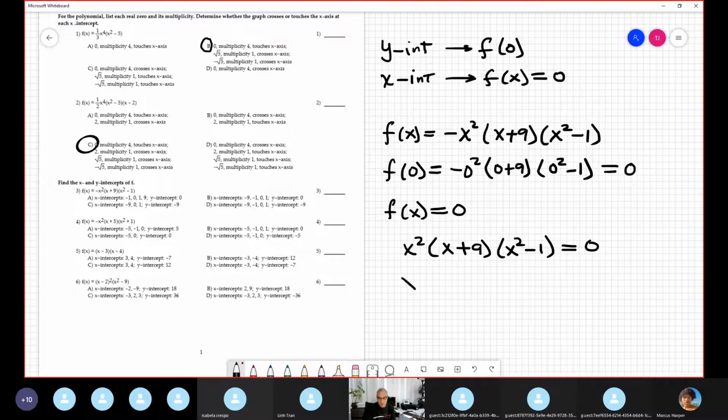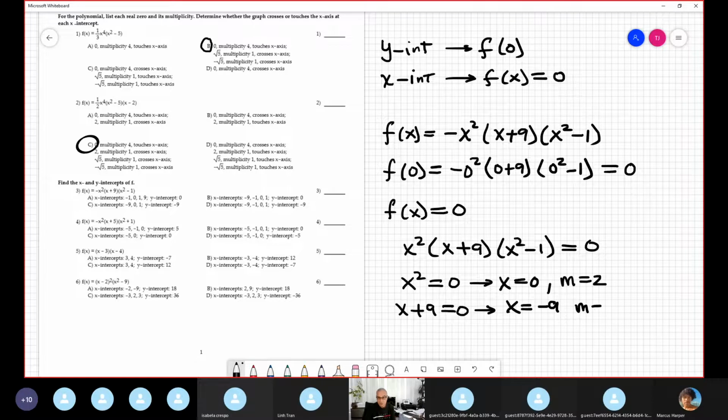Now you separate: x squared equals 0. That means x equals 0, which coincides with the y-intercept, multiplicity 2. And this touches the axis, but this is not the thing that they want to say, cross or touch the graph. The second is x plus 9 equals 0, x is equal to minus 9, multiplicity 1.